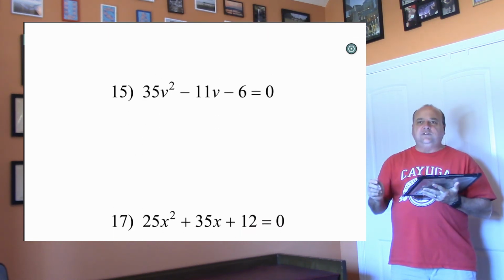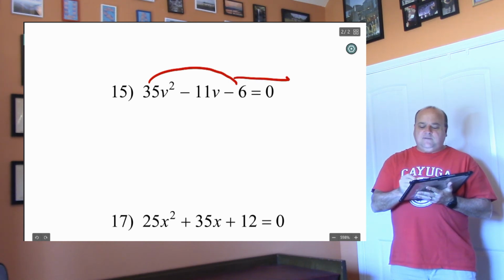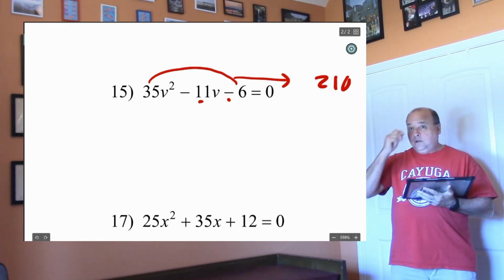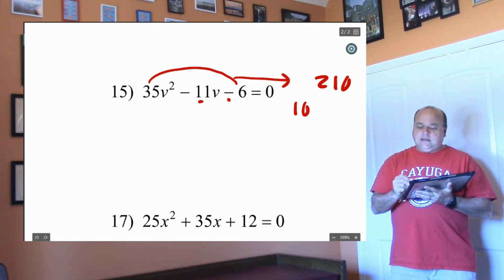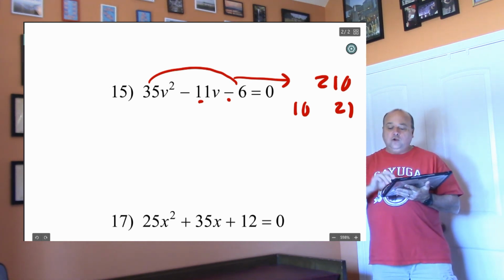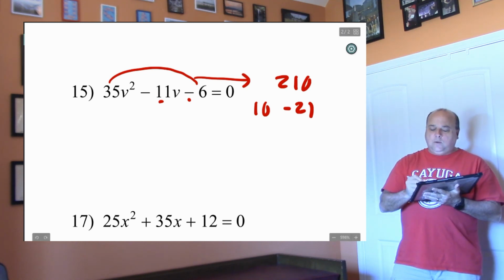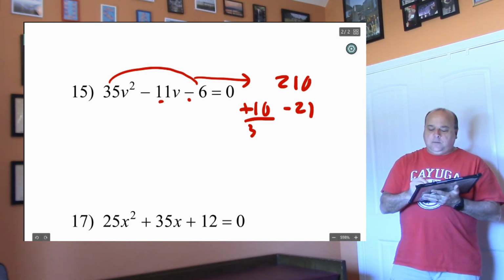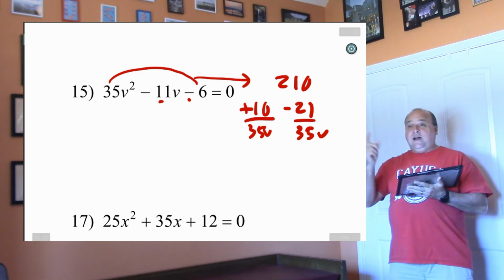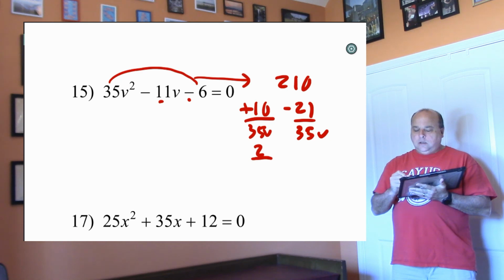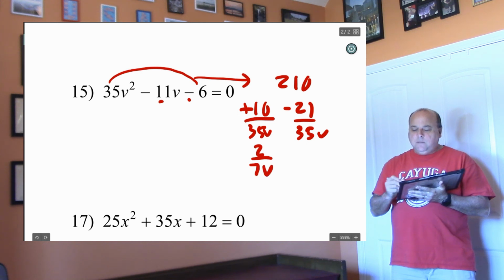Let's do this one right here. This is kind of a big number. So we're going to multiply 35 and 6 and get 210. That's right. And we want to subtract and get 11. Subtract and get 11, that's going to be 10 times 21. The more you do this, you will not have to use a calculator. The more you do this, the quicker you get. The 21 will be negative, the 10 will be positive, and I'm going to put 35 on the bottom, 35V, right? Okay, the 10 and 35, I can divide those by 2 and get 2 over divide by 5, right? So 7V, that's going to be a plus.